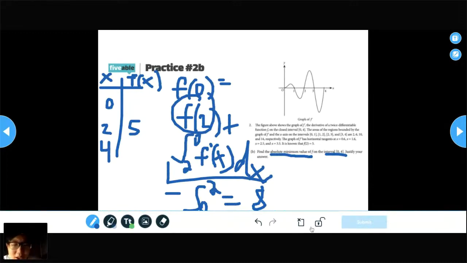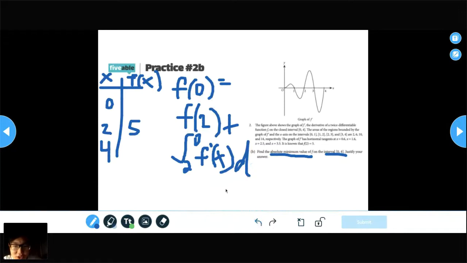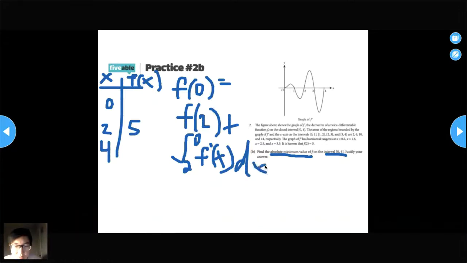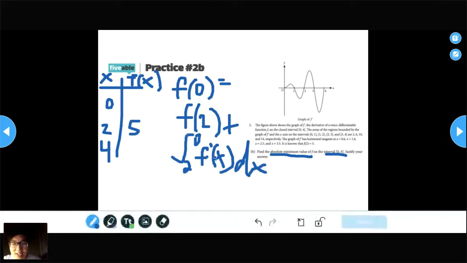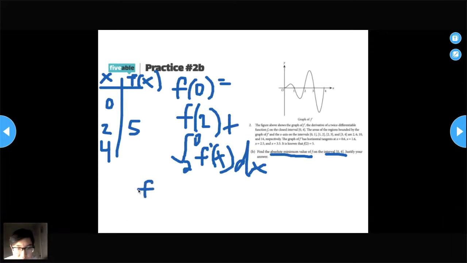Sorry about that. So we have f of 0 is equal to f of 2 plus the integral from 2 to 0 of f prime of x dx. So what we would do next, oh okay, yeah. So then what I would do next is f of 2 minus the integral from 0 to 2 of f prime of x dx.